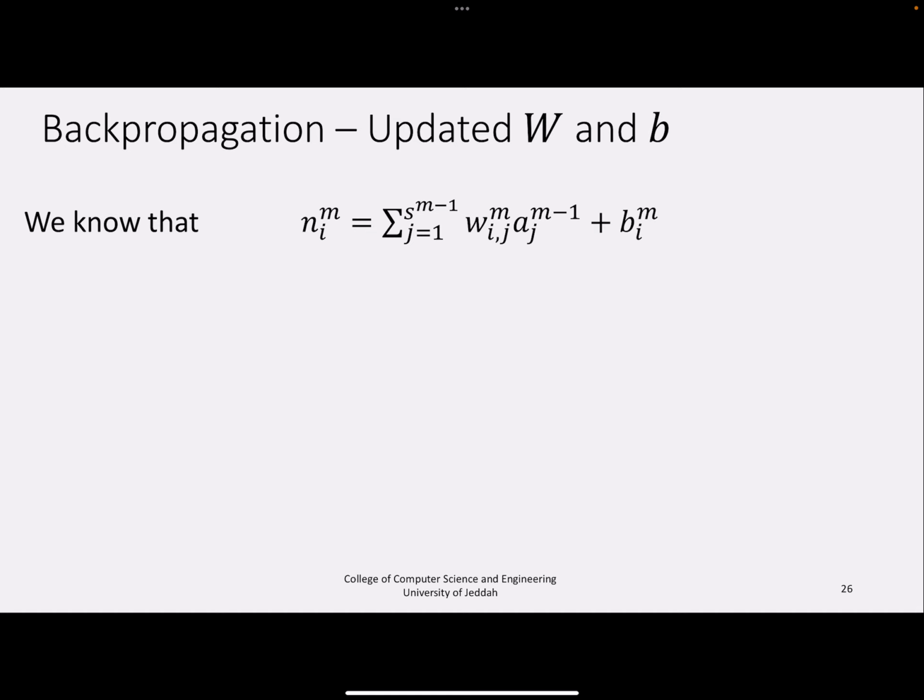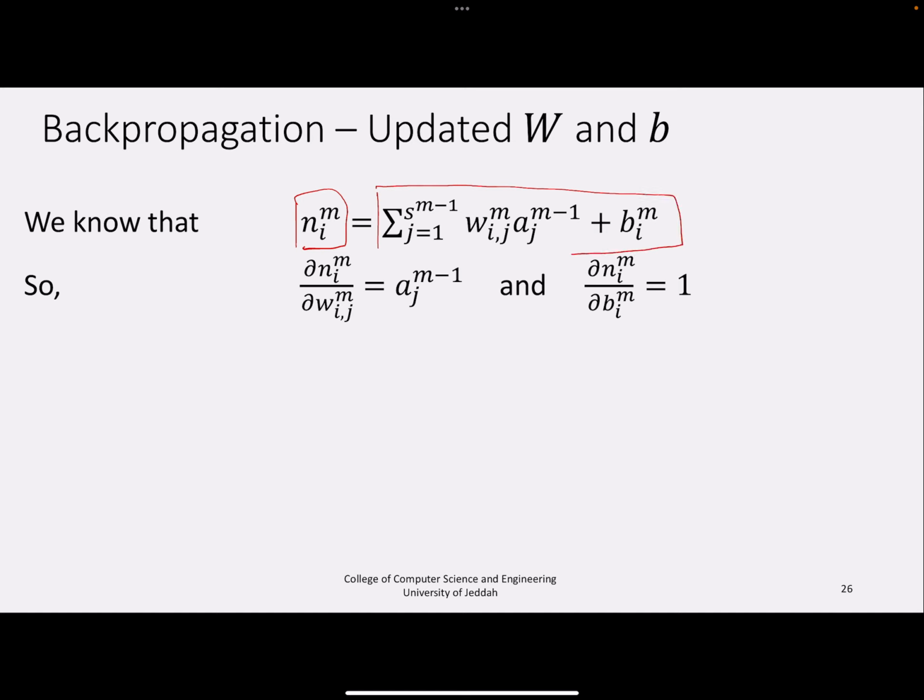Now, we know that the intermediate output, the input to an activation function, n, can be written like so. This is basically the action performed by a neuron, the ith neuron of the mth layer.